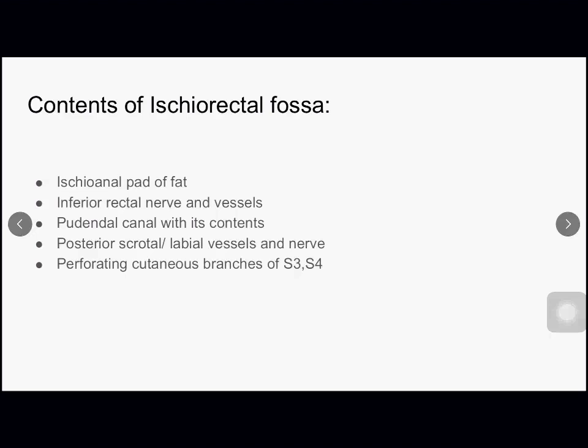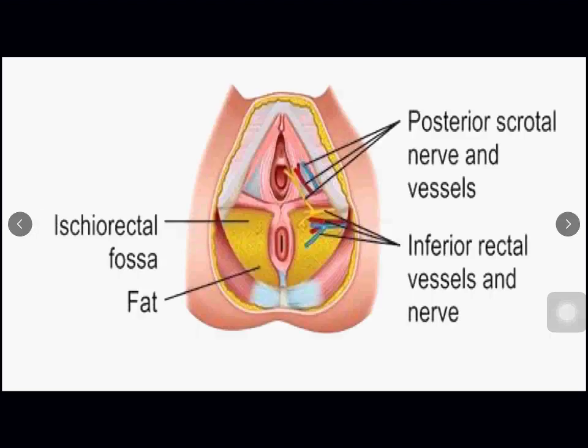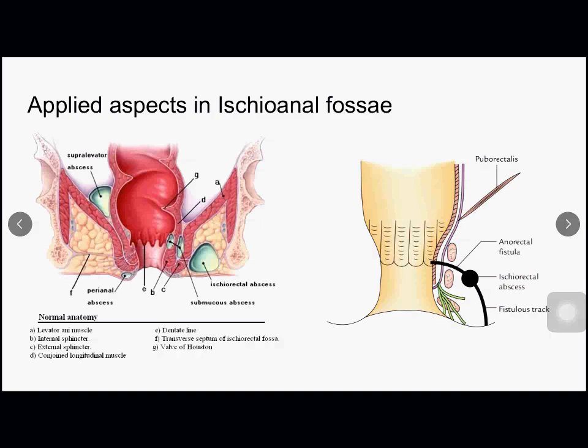Then you have the pudendal canal along with its contents. Then you have the posterior scrotal or labial vessels, and also the perforating cutaneous branches. These are the contents of the ischiorectal fossa. You can see the various contents: posterior scrotal nerve and vessels, inferior rectal nerve and vessels, ischioanal pad of fat. This is very important.